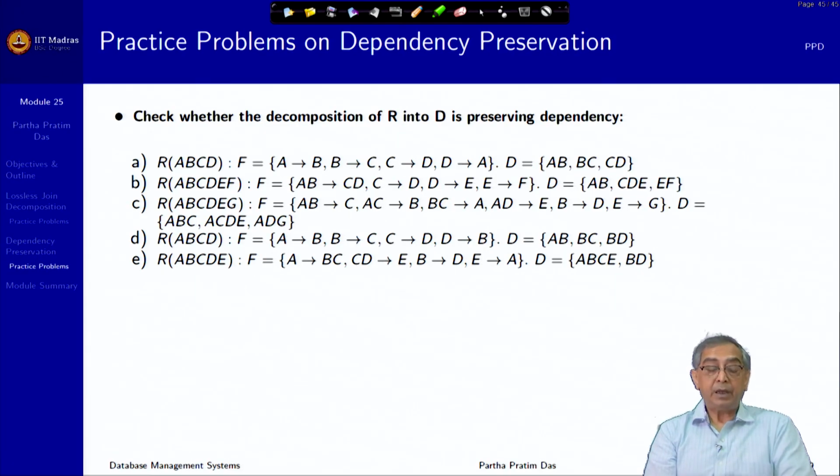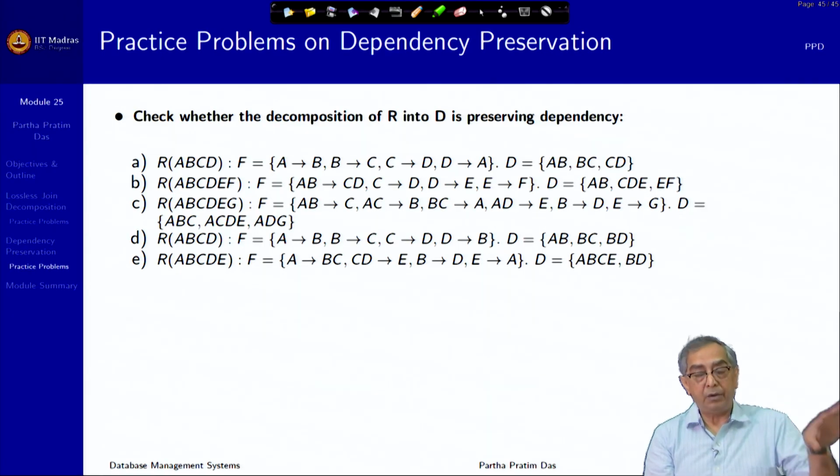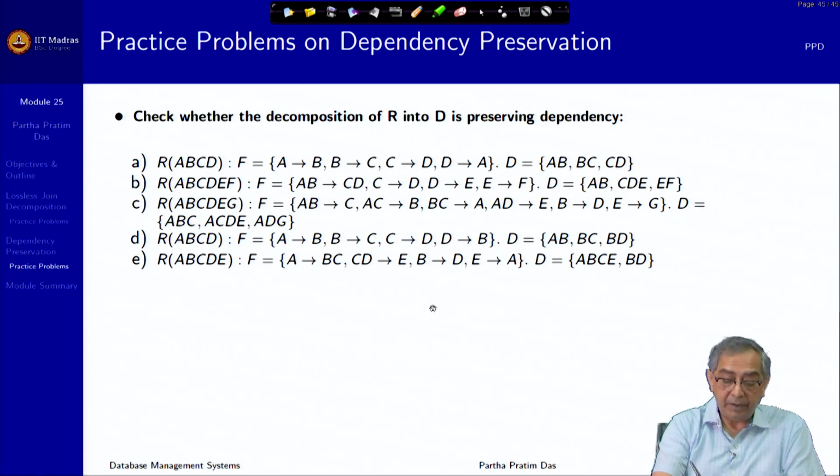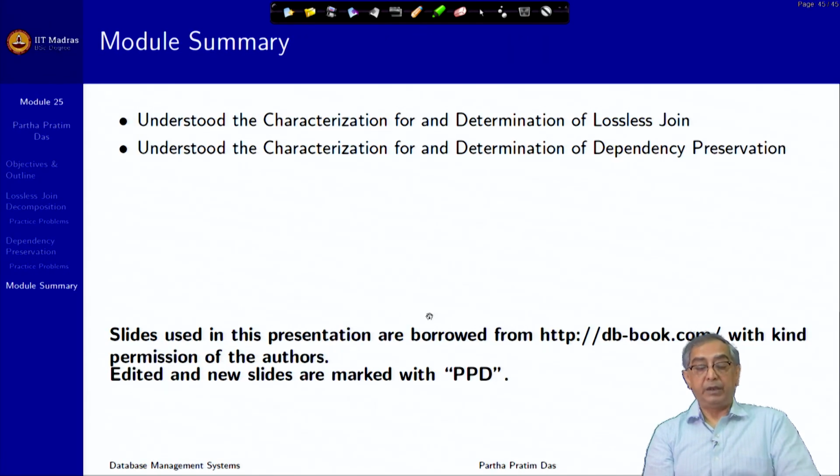And to end, here are some practice problems for you, which you should obviously practice before you move on to the next module, because unless you have a good hold on the algorithms of functional dependencies I gave in the last module, and on lossless join and dependency preservation, normalization and normal forms will be difficult to work with. So, this is what we have learnt in this module.